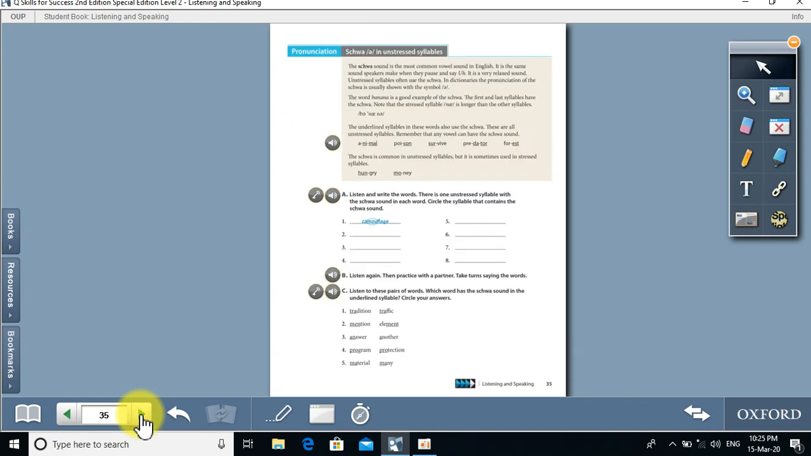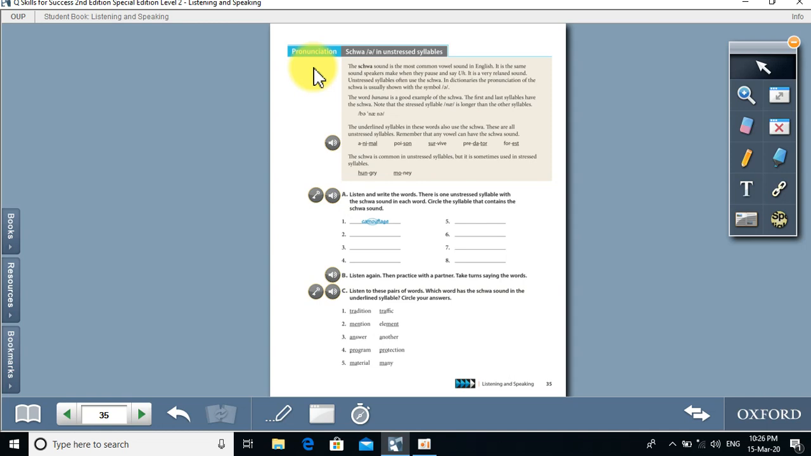Okay, now on the next page, page number 35. On this page, you find the spot that is about pronunciation. And today we're going to talk about the schwa sound in pronunciation. Schwa in unstressed syllables. You know what a syllable is? A syllable is a part of a word that is pronounced in one puff of the ear. And you know about stressed and unstressed syllables.